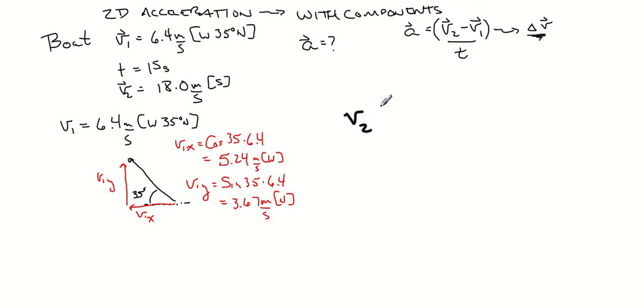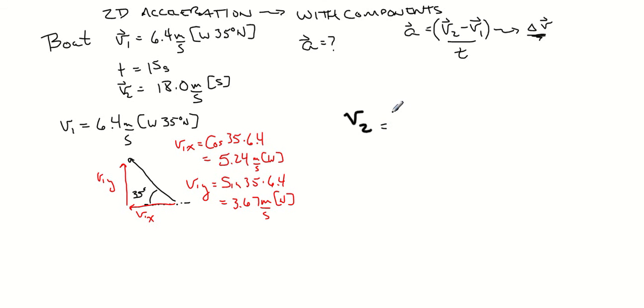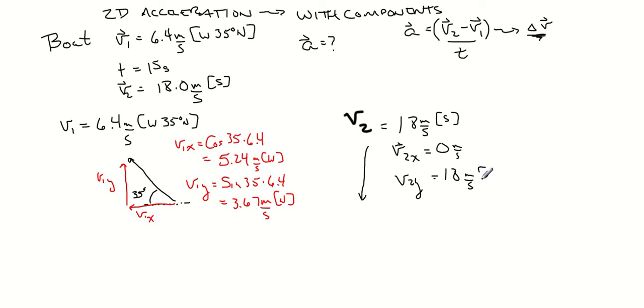Now we need to take a look at v2, and v2 is equal to 18 meters per second south, which makes our calculation of components a little bit easier. If your vector simply looks like this, if it was a straight one, v2x, obviously, is equal to 0 meters per second, and v2y is equal to 18 meters per second south.